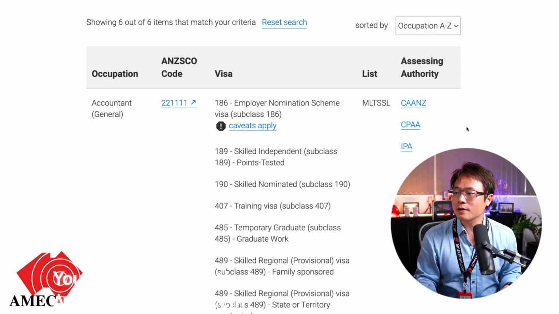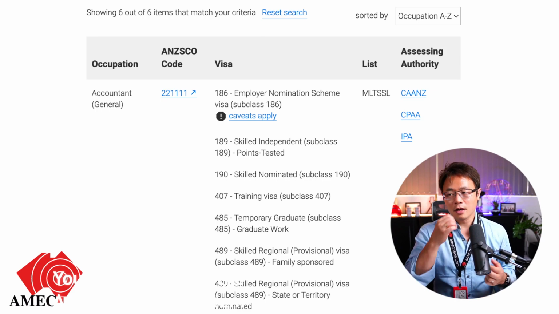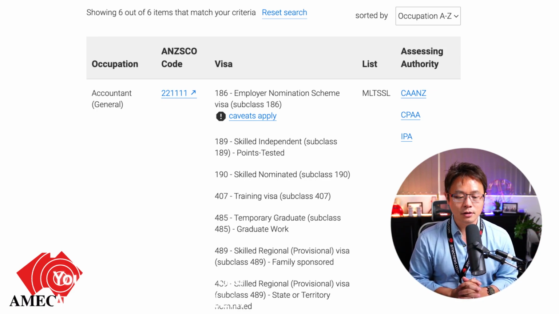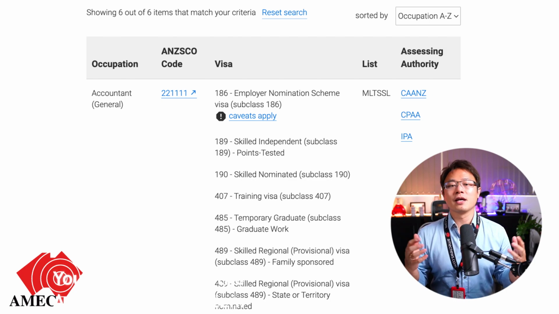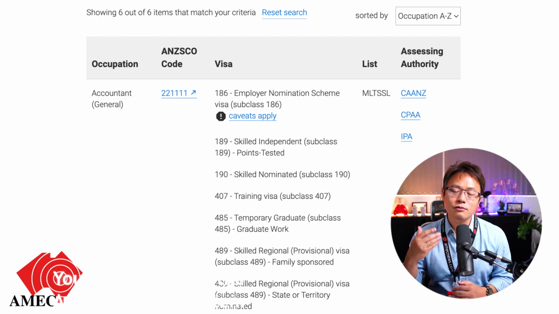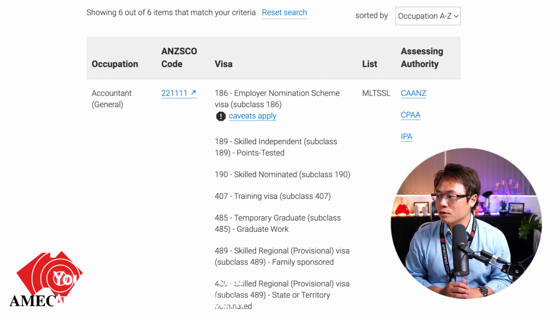Now it's very interesting because there has been a lot of talk about immigration wanting to remove accountants from the occupation list, but that talk was back 20 years ago, and until today it's still there. The only thing is they make it harder. You need to get more points. I'll take you into the actual EOI, the SkillSelect system, to have a look.